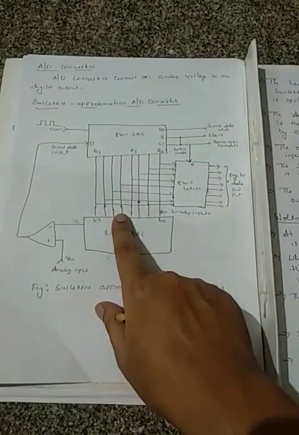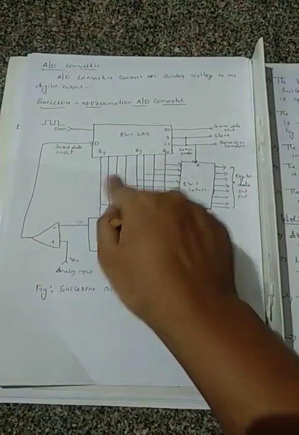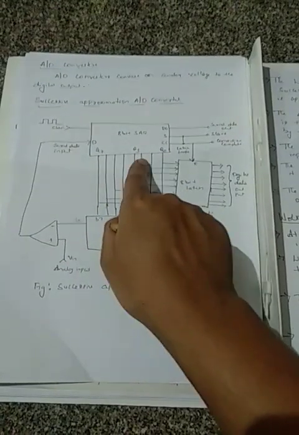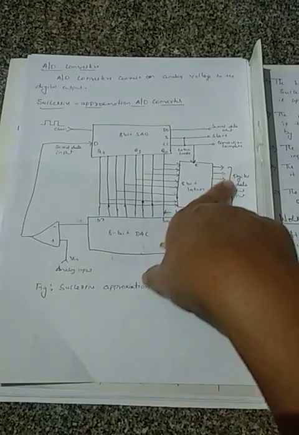Now the SAR adjusts its digital output until it is equivalent to the analog input Vin. So the 8-bit combinations will keep being tested. This is a trial and error method. The 8-bit latch holds the resultant digital data output. Okay, so we'll see the working.